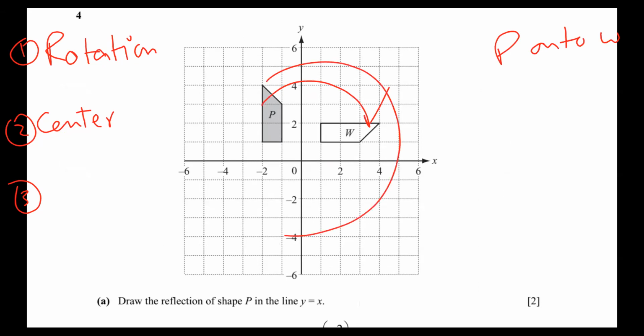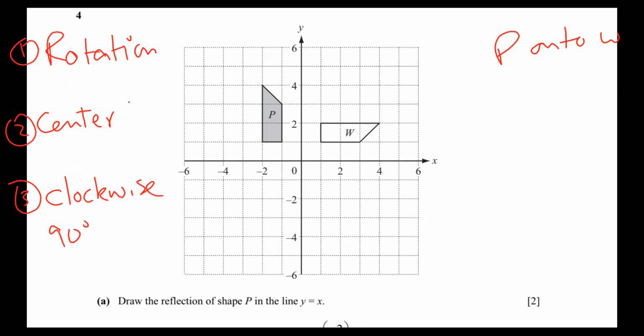So what is this called? Is it called clockwise? So clockwise is confirmed. I'm writing here clockwise. Clockwise, what is the angle? I think 90 degrees. Even if the center is an issue, for example, at least you got 2 marks: 1 mark for the rotation name, and 1 mark for clockwise 90 degrees. So how do you know it is 90 degrees?